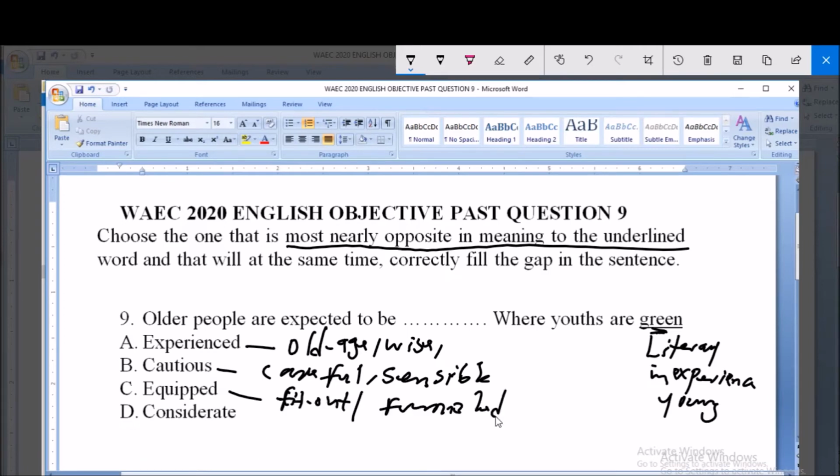Then considerate means caring, and the opposite of caring or considerate can be inconsiderate. So from the analysis of the underlined word, you find out that the word that can function as the opposite of the underlined word is option A, which is experienced, because literally or figuratively, green simply means inexperienced or young, and so on and so forth. Therefore, option A is correct.